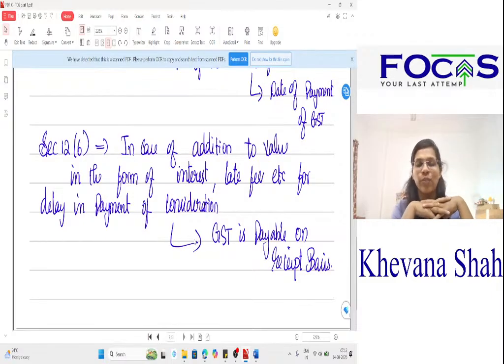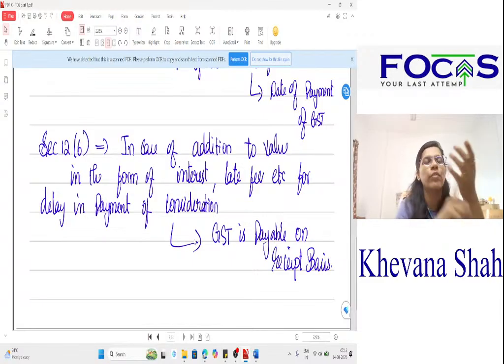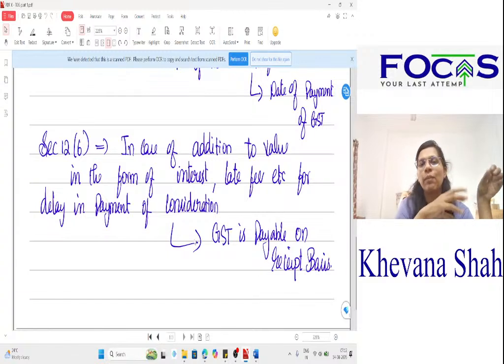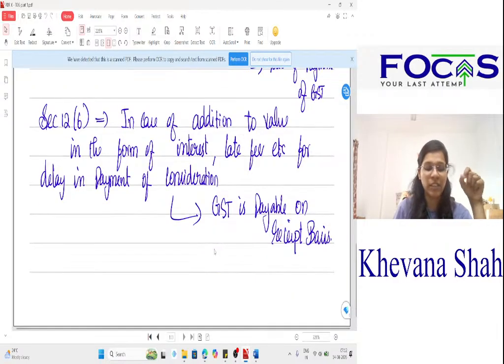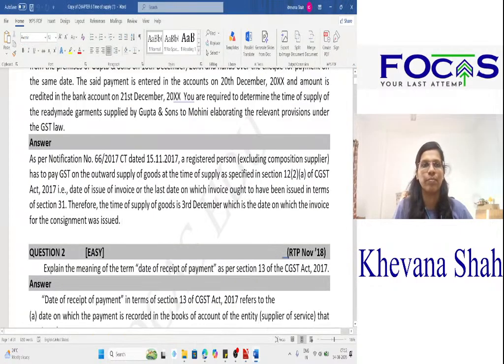Next we have section 12.6 which says that in case of addition to value in the form of interest, late fee, etc. for delay in payment of consideration, GST is payable on receipt basis. So whenever you are receiving such interest or late fee for delay in payment of your consideration, your GST is payable on receipt basis. Now we will see some questions for these.